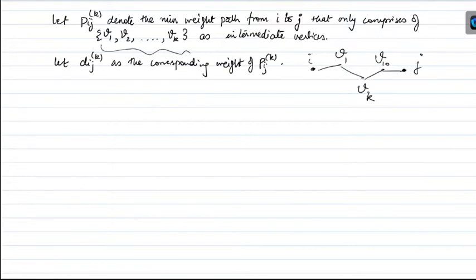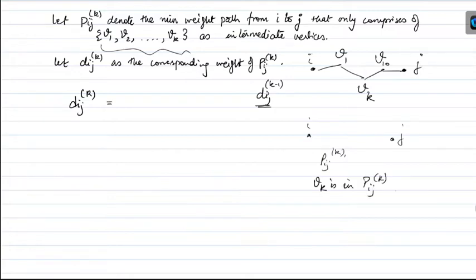So how can I derive Dijk if I have all the information up to, let's say, I have all the Dij's up to k minus 1, right? For all ij's. If I have all this information, how can I figure out what is Dijk, right? So there are only two cases. Let's consider the path Pijk, the shortest path from i to j, passing through v1 to vk. Either it includes vk as a vertex or it does not include vk as a vertex, right? So either vk is in Pijk or it's not.